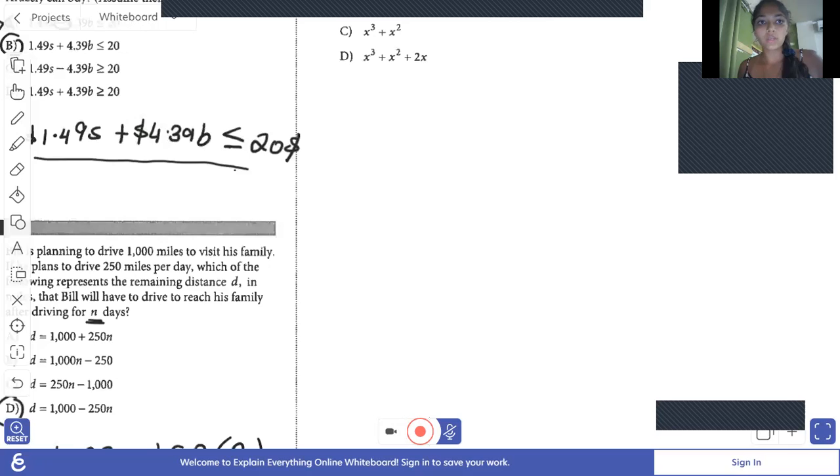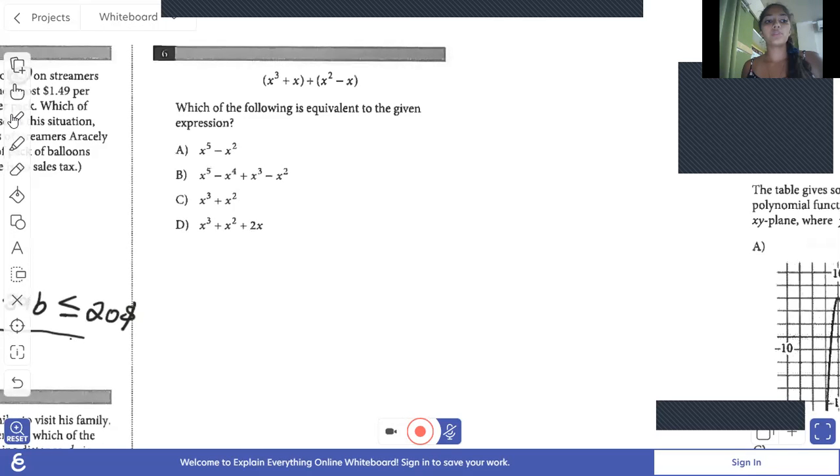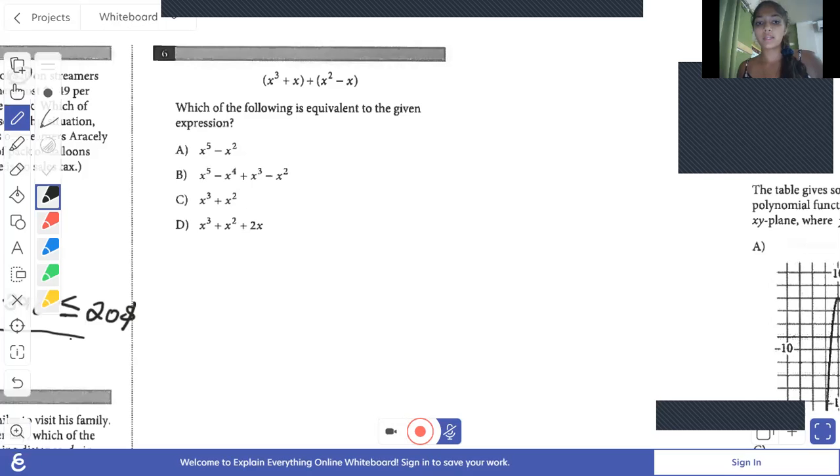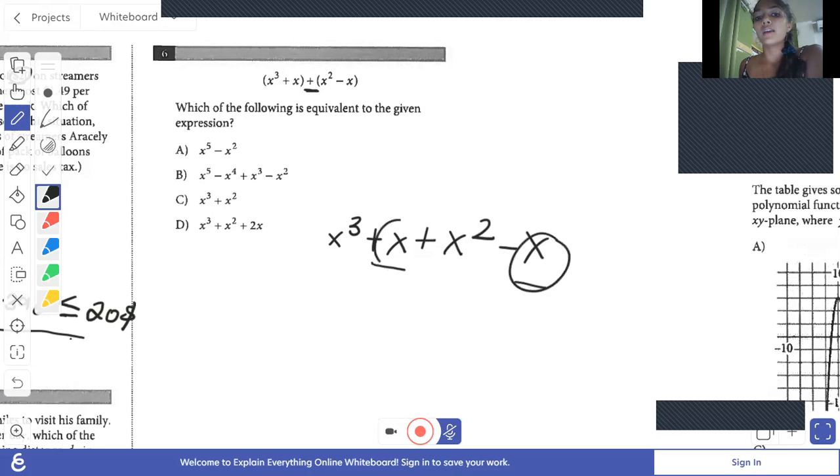So this works. Which of the following is equivalent to the given expression? x cubed plus x squared minus x, plus x cubed plus x. Here, since we have a positive sign, we can ignore the brackets. If this was negative, then we would have had to change the signs of all the values in this bracket. So x cubed plus x squared minus x, plus x. So we have plus x minus x, so they cancel each other out, and we just have x cubed plus x squared.